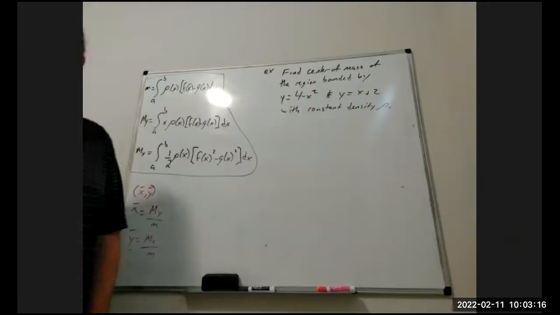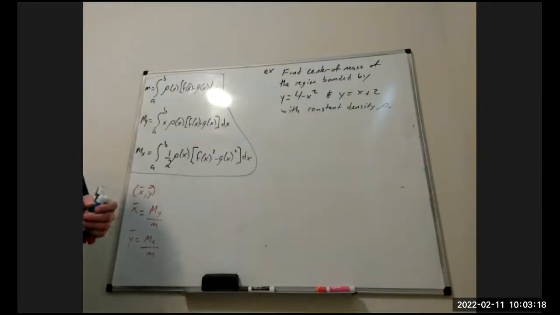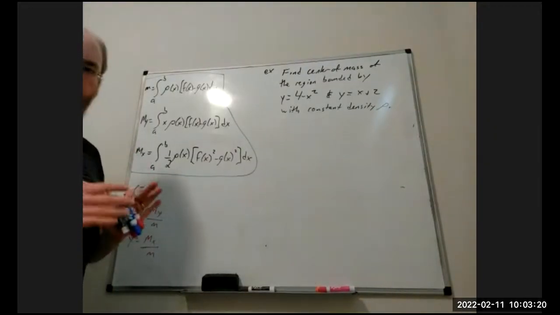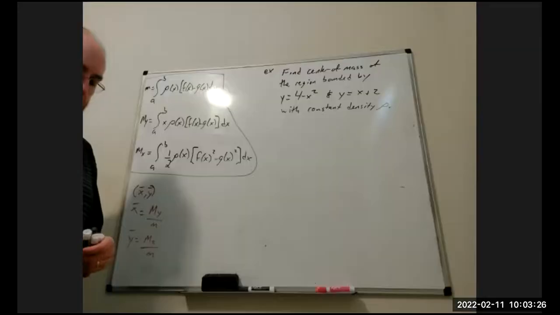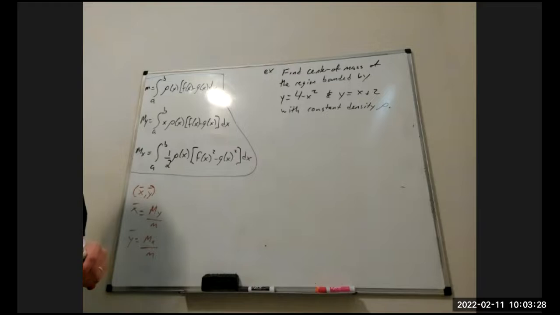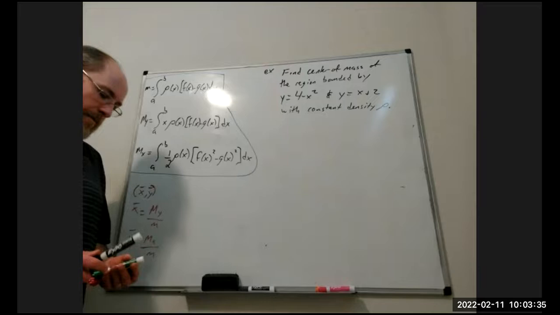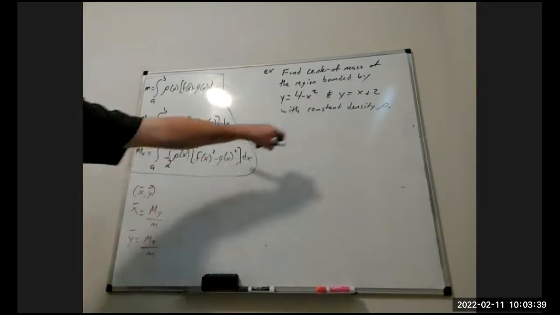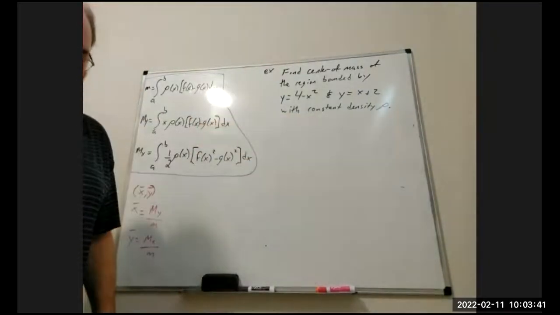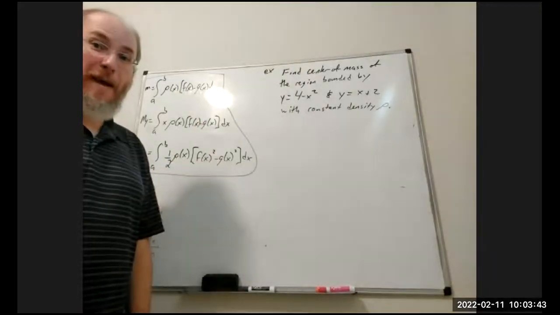Okay, so we're going to find the center of mass for this region, and we're just going to assume that it's got constant density. That'll make it so that the integrals are a little bit easier. So real quick, before I go too much further, when you have constant density, the center of mass sometimes goes by a different name.